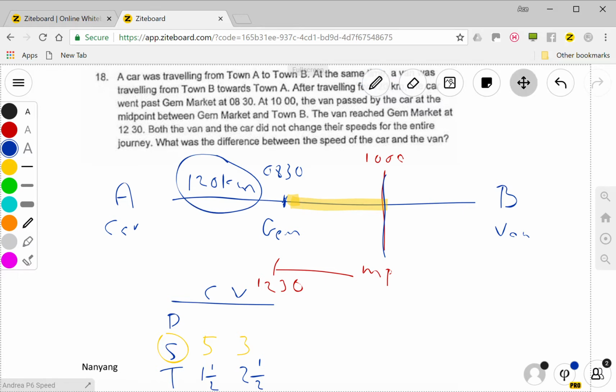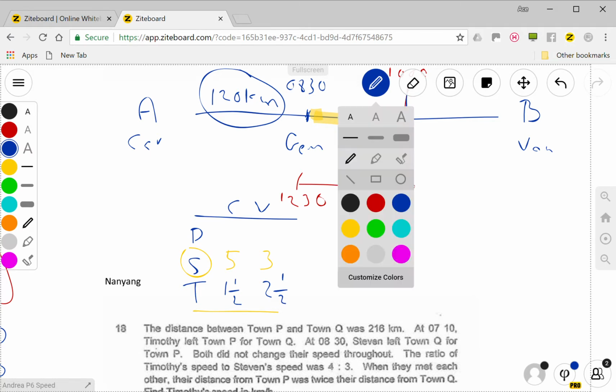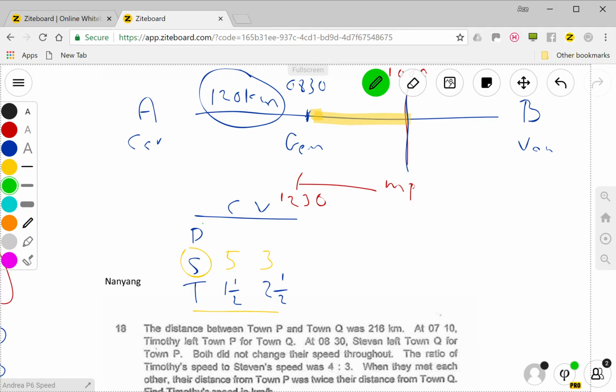What this means is that now if we go back to the DST, this ratio, now I can also try to fill in the distance. If the speed between the car and the van is 5:3, the distance covered should also be 5:3. Okay, can you see that? So we are using the idea that the distance and the speed is proportional, but then speed and time is inverse. Okay, now why is this useful to me?